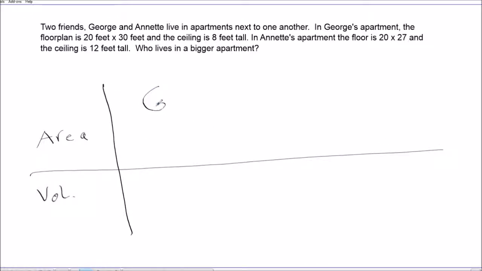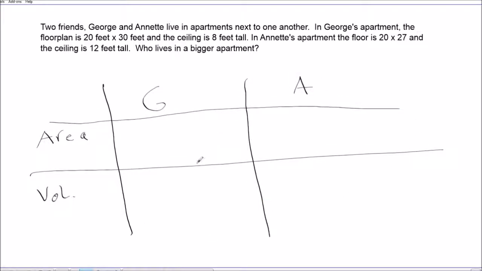We'll do one for George and one for Annette, and we'll just organize all of our work right here in these boxes. When I do area for George, the area of the floor of his apartment is 20 by 30, and so we get 600 square feet. What about Annette? Hers is 20 by 27, so we're going to do 20 times 27, and I get 540 square feet. So this is why a realtor would say, see, George has a big apartment, very nice, big, spacious apartment. Annette's is a little bit smaller. But let's see how that changes when we deal with volume.